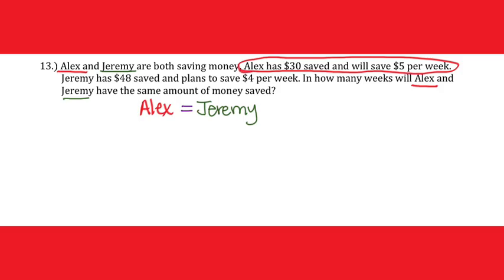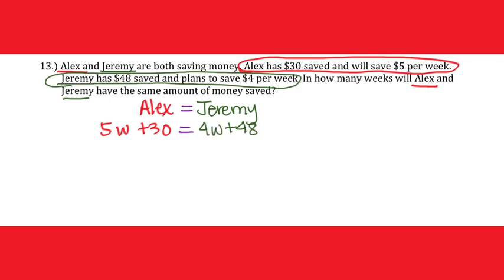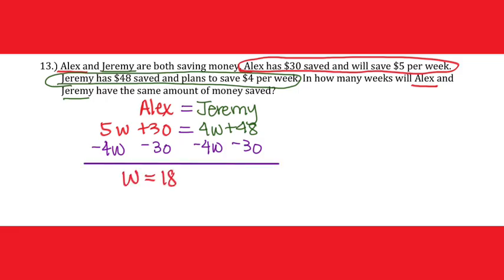So we write our equation for Alex. He has 30 and saving 5 a week. Don't forget your variable in here. That weeks really matters, because we're trying to solve for weeks. And Jeremy is $48 plus $4 a week. And then we just isolate our variable, and we get that the weeks is 18.